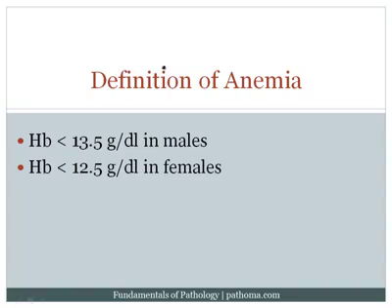The technical definition of anemia is a hemoglobin less than 13.5 grams in males and a hemoglobin less than 12.5 grams in females. We accept a lower hemoglobin in females because females normally lose a little bit of blood during their menstrual cycle, and therefore their hemoglobin may be slightly lower in the normal female.